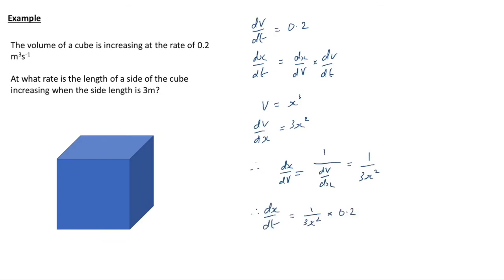So now our dx/dt becomes, well, we know that dx/dV is 1 over 3x squared, and we know that dV/dt is 0.2, so those multiplied give us our dx/dt. We want to know what this value is when x is equal to 3 for the side length, so we pop that in and we get that dx/dt when x is equal to 3 is equal to 0.2 over 3 times 3 squared, and that gives us 0.0074 metres per second.